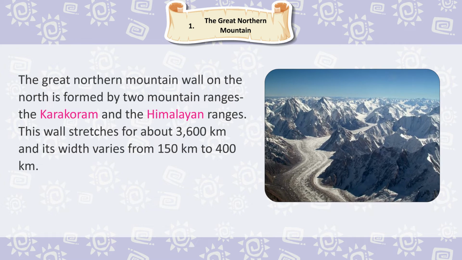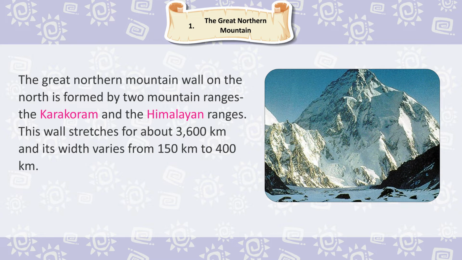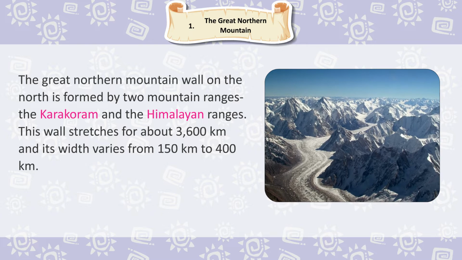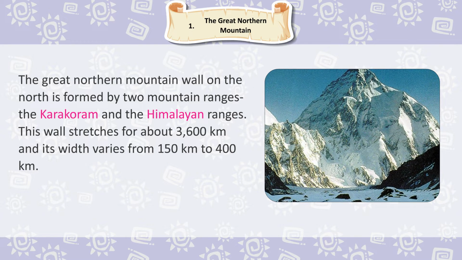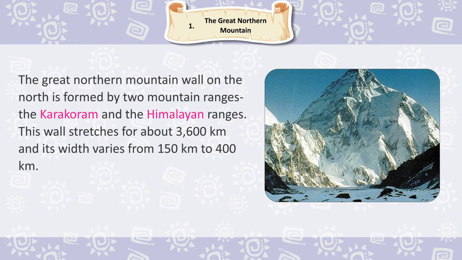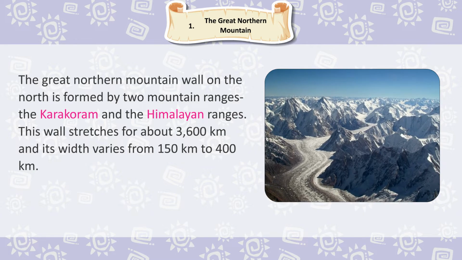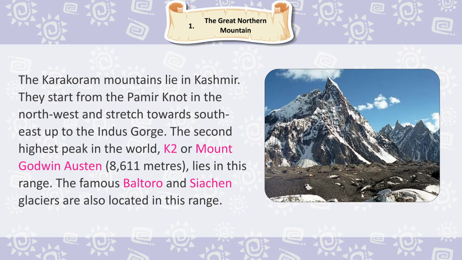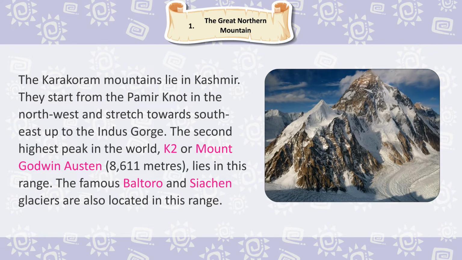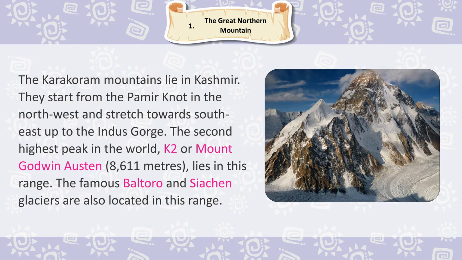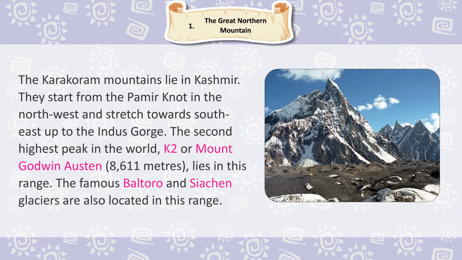The Great Northern Mountain Wall on the north is formed by two mountain ranges, the Karakoram and the Himalayan ranges. This wall stretches for about 3,600 kilometers and its width varies from 150 kilometers to 400 kilometers. The Karakoram Mountains lie in Kashmir. They start from the Pamir Knot in the northwest and stretch towards southeast up to the Indus Gorge.